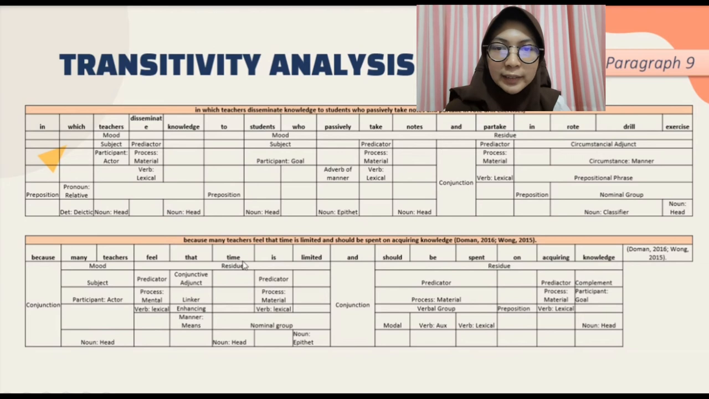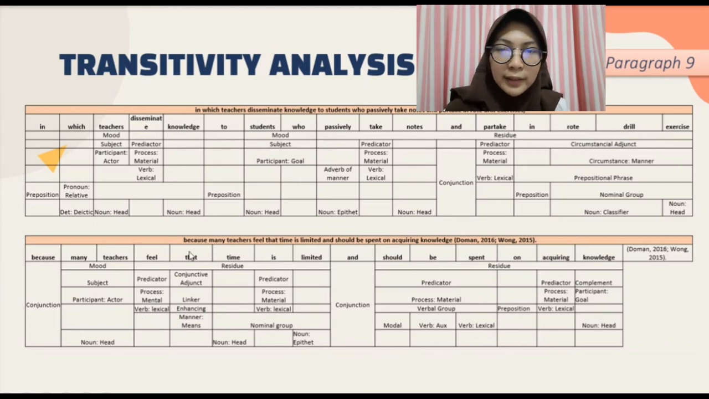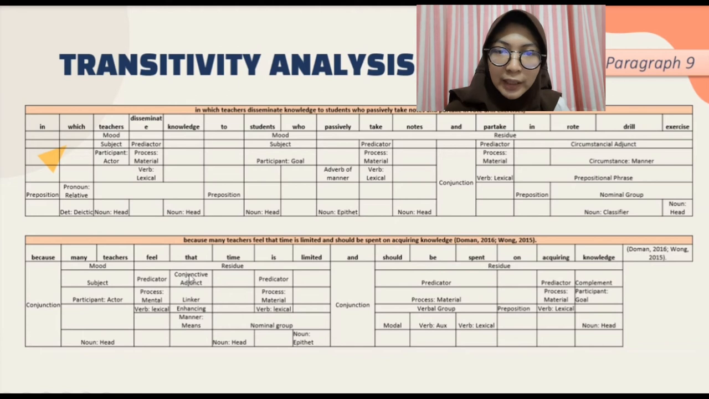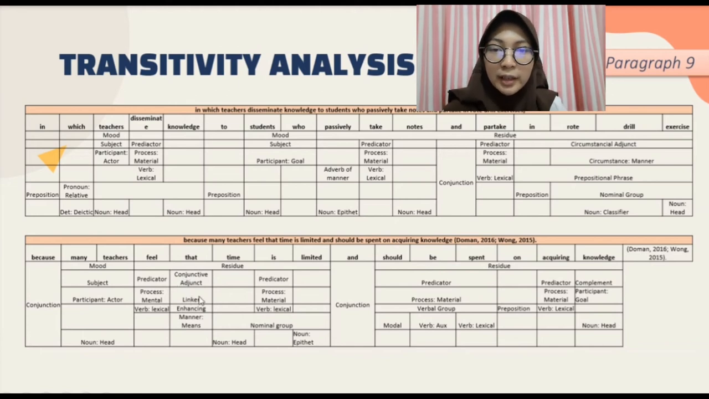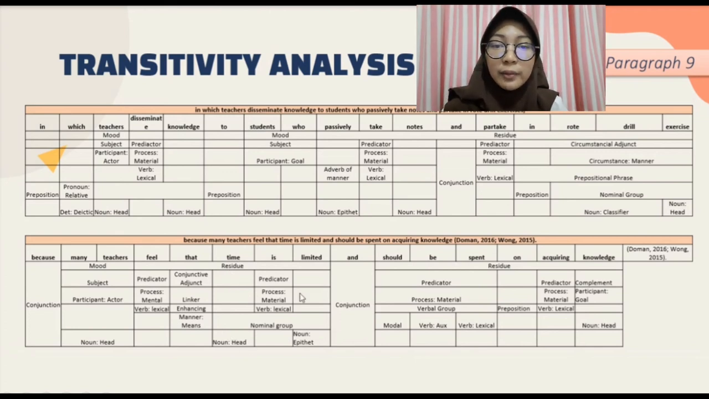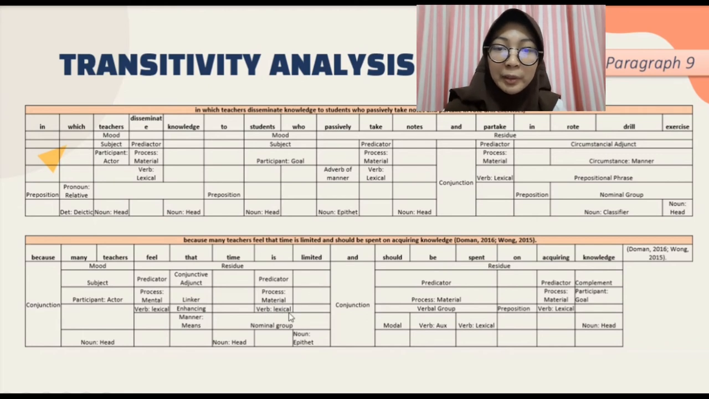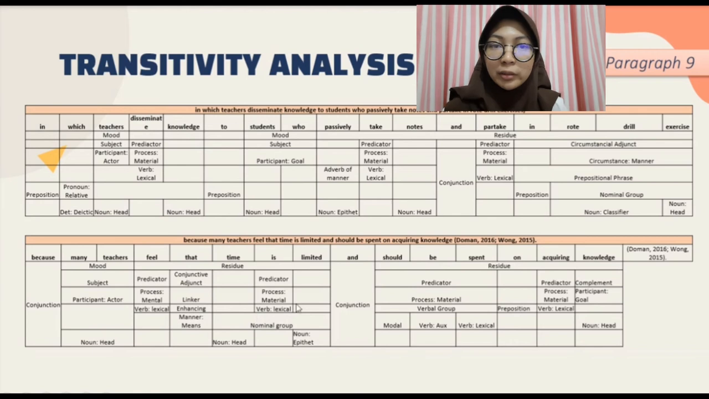Next, that here as the conjunctive adjunct, linker, also enhancing, and the manner is means. Next, time here as the noun head, and then is here as the predicator, process. The process is material, and then the verb is lexical. Limited as the noun epithet. This is the time is noun head and limited is noun epithet. Because time is limited is the nominal group.